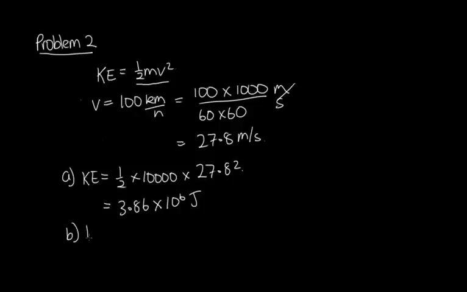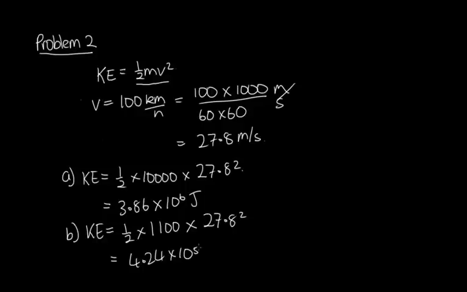Part B, we're then asked to calculate the kinetic energy of a car which has a lower mass. It's got a mass of 1,100 kilos. So the kinetic energy is 1/2 times 1,100 times the velocity squared, which is 27.8 squared again. So solving this one on the calculator, we get 4.24 times 10 to the 5 joules as our answer.